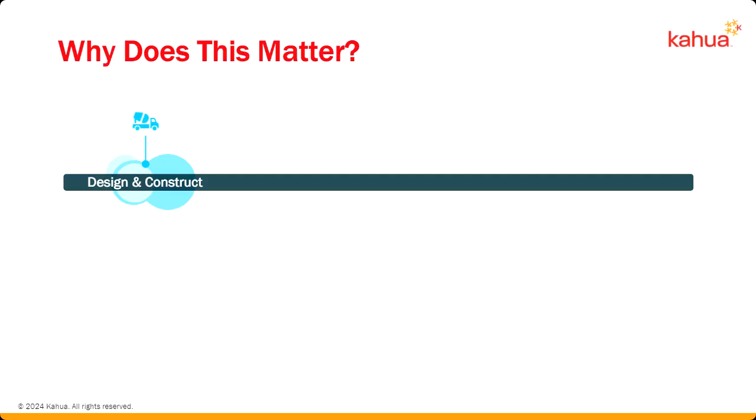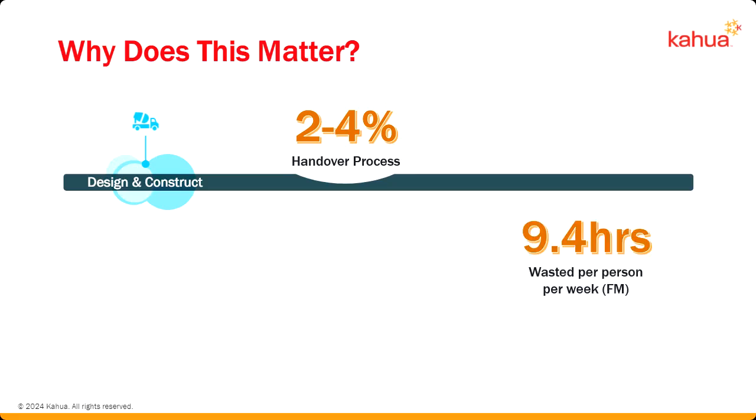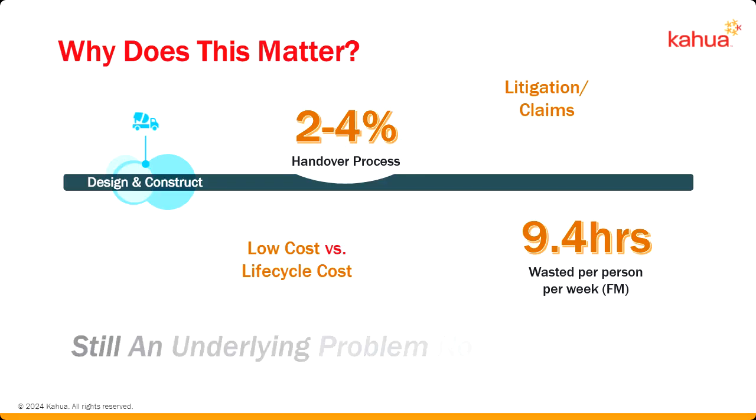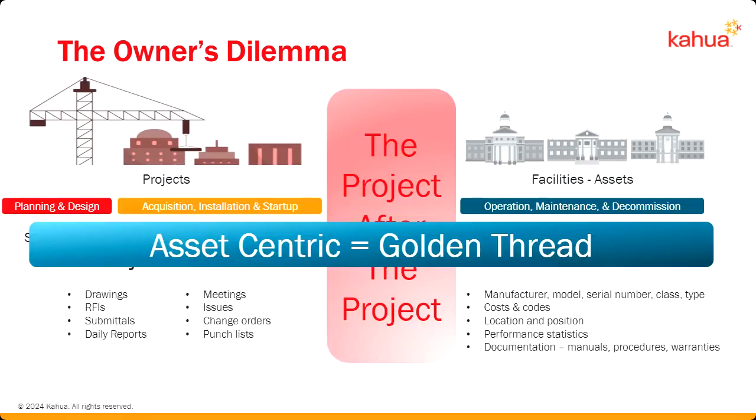And why does that matter? As you saw in the poll results, this can cost anywhere up to 2 to 4% of the project budget. You can spend up to a year or more trying to get all of that information in order to operate that asset. And so what Kahua has done, we put the asset front and center during that project lifecycle, and we consider that golden thread to be able to collect all of that asset information on the project that is then readily available for a digital handover.